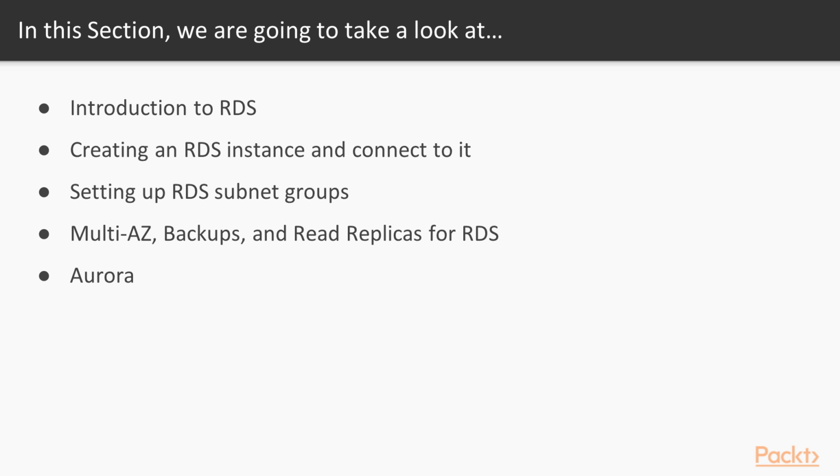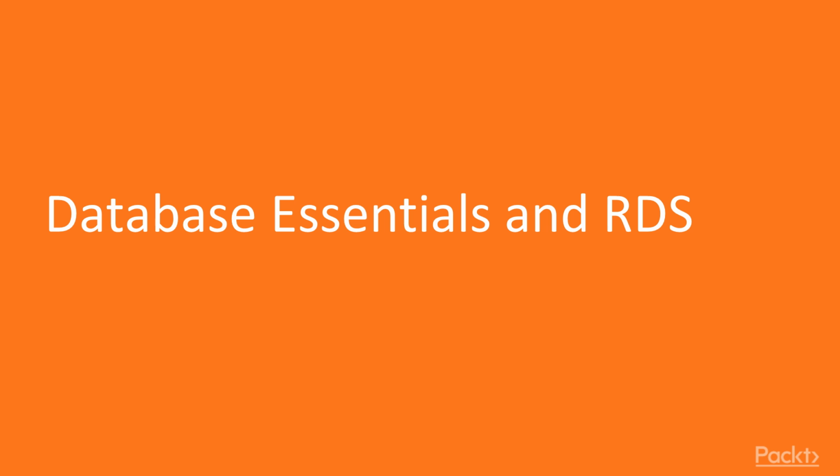Each of these technologies plays an important part when considering a production deployment of a database to RDS, particularly from a scalability and resiliency point of view. Finally, we'll look at Amazon's relational database technology, something called Amazon Aurora. So let's move on to the first video.